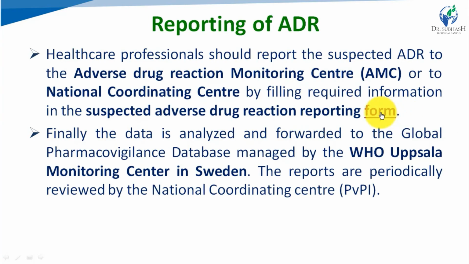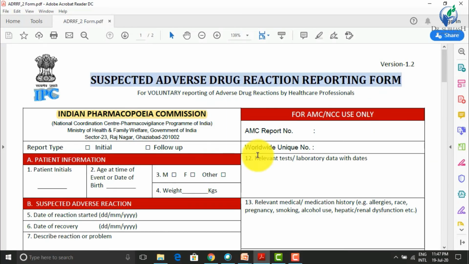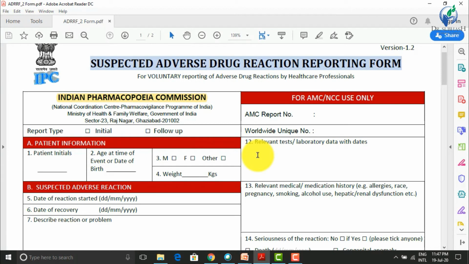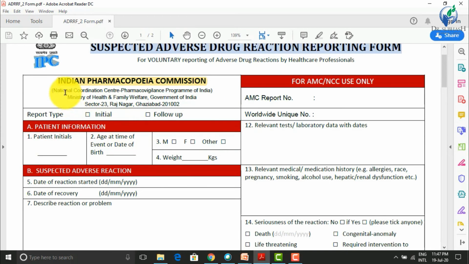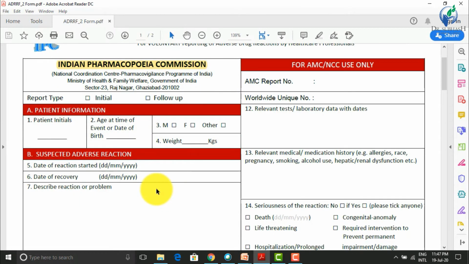We will see the form over here. See, this one is the Suspected Adverse Drug Reaction Reporting Form, that is regulated by the Indian Pharmacopoeia Commission, IPC. This is one of the National Coordination Centers of the Pharmacovigilance Program of India, PVPI, which works under the Ministry of Health and Family Welfare, Government of India, Ghaziabad. So, how should it be reported, which are the things?